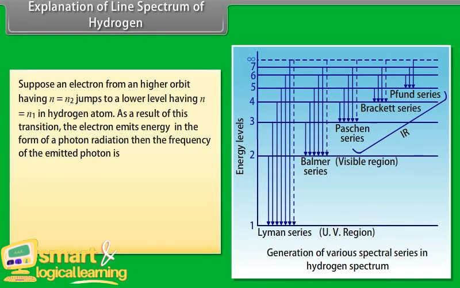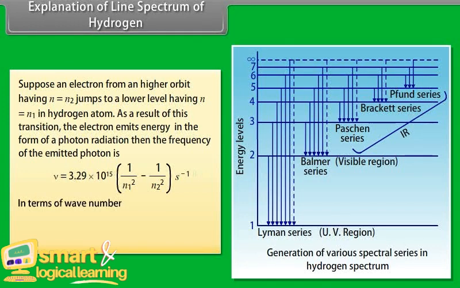Suppose an electron from a higher orbit having n = n2 jumps to a lower energy level having n = n1 in hydrogen atom. As a result of this transition, the electron emits energy in the form of a photon radiation. Then, the frequency of the emitted photon is frequency = 3.29 × 10^15 × (1/n1² − 1/n2²) per second. In terms of wave number, it is 109677 × (1/n1² − 1/n2²) per centimeter.